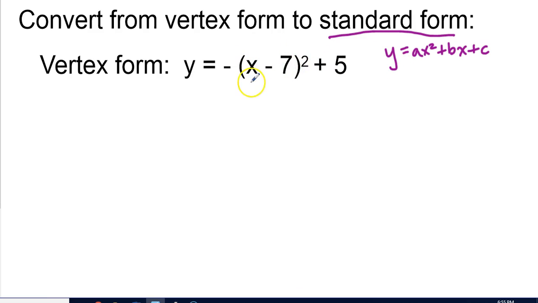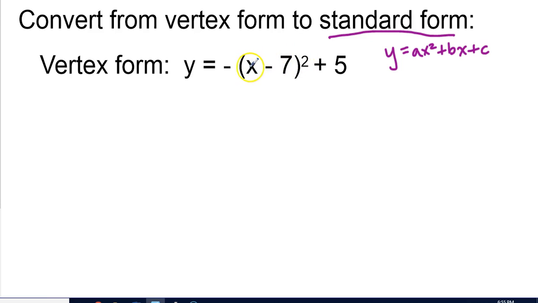So what are some things you notice about what is the same and what's different with vertex form versus standard form? Hopefully you recognized, hey, there's a square that's the same, there's an x that's the same, but there's no parentheses in the standard form. So really what we need to do is get rid of those parentheses.